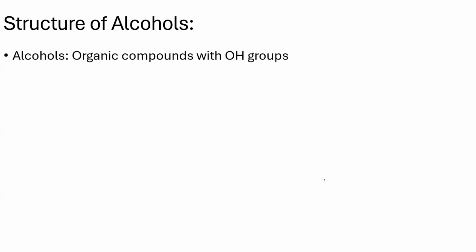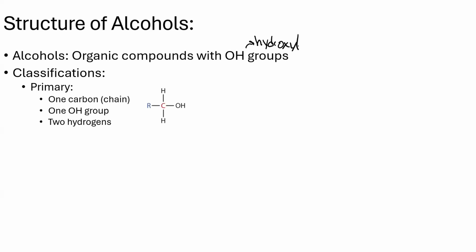So alcohols. Alcohols are organic compounds with OH groups, and a lot of times you'll see OH groups referred to as hydroxyl groups. And there's three basic classifications, well, four really, classifications of alcohols. The first being primary alcohols, where the carbon that is attached to the hydroxyl group is attached to one other kind of carbon chain or carbon group. Those are primary alcohols. A lot of times they're represented by this one followed by a degree symbol.